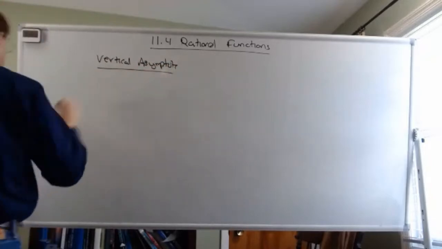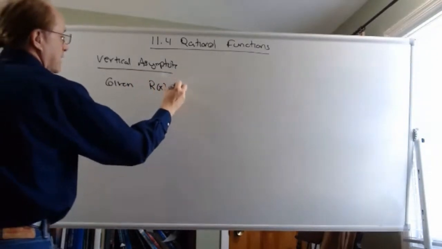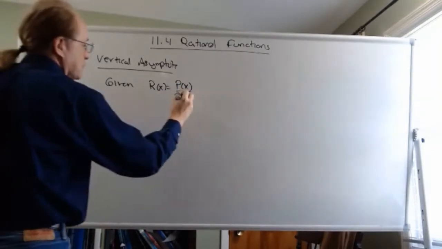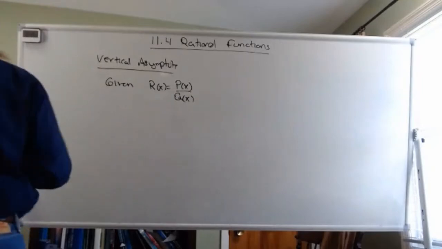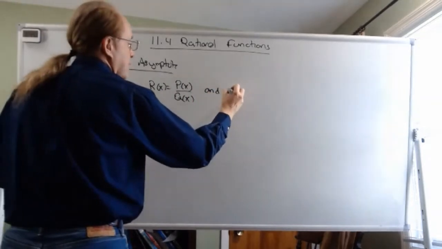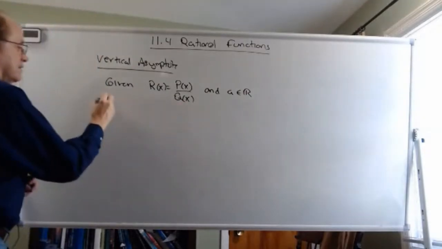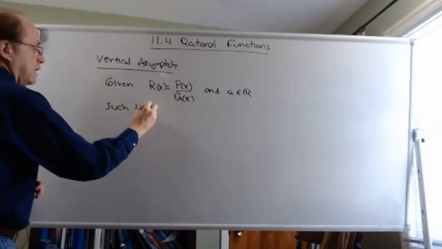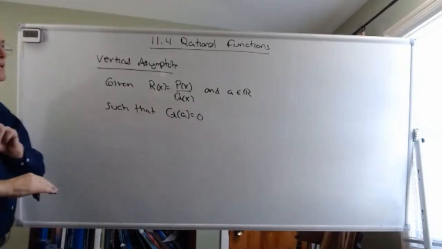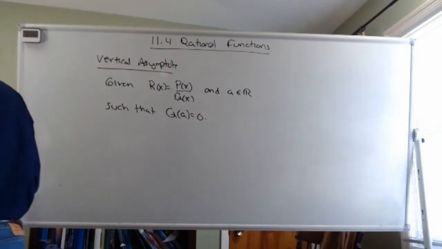Okay. Given a rational function R of x equal to p of x over q of x, or f of x over g of x, however you want to write it, and given a number a that is a real number such that q of a equals 0, meaning I get a 0 in the denominator. That's the first condition. You have to give me a 0. That has to be true.